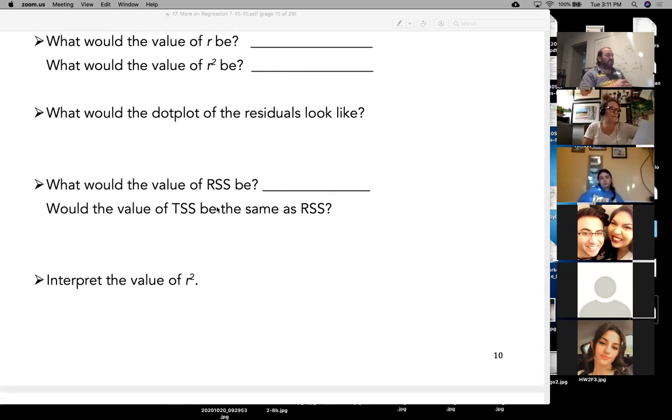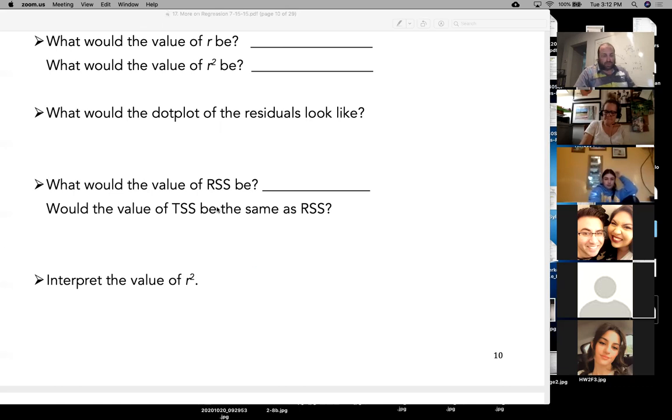Can you explain why it's no? Because TSS takes into account that all the Y values are different. They're all different Y values. So the average of the Y's is not going to be the same number as all of them, because all the Y's are all over the place. But the residuals are all 0. The average of the Y's is different than the Y values, but the residuals are all 0 because they're all on the line itself.